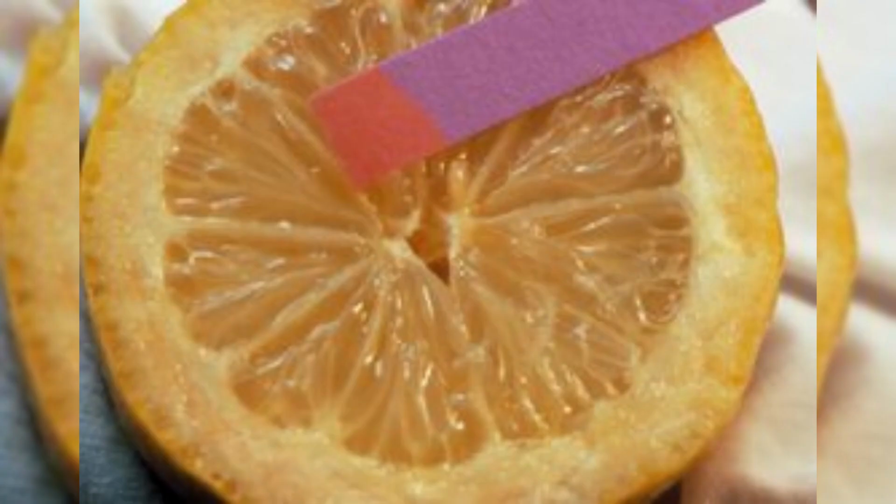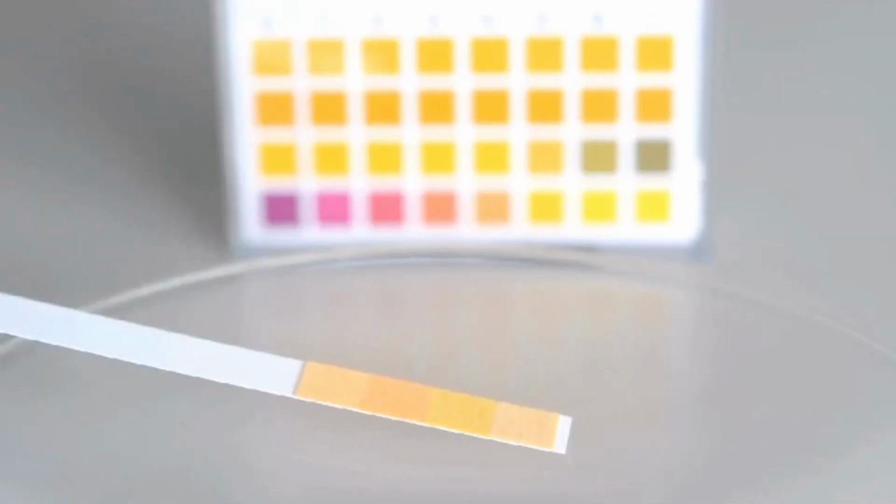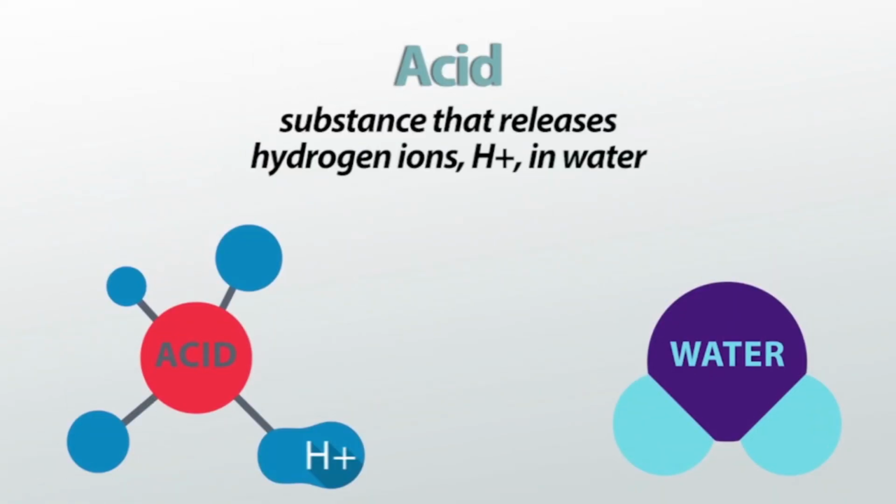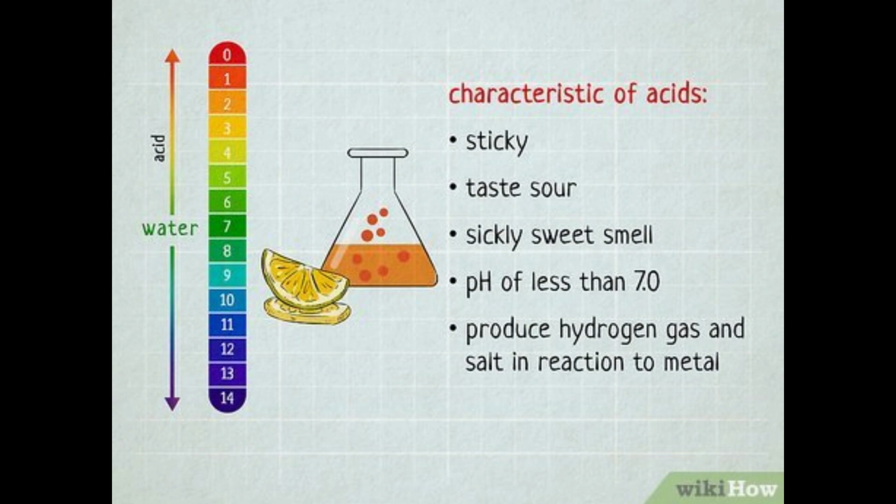Acids are substances with hydrogen atoms that are released as positively charged hydrogen ions when dissolved in water. Any substance that forms an aqueous solution with a pH less than 7 is considered acidic. The more hydrogen ions released, the stronger the acid.